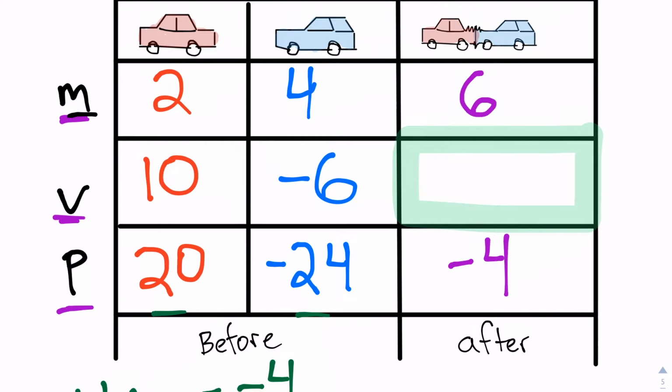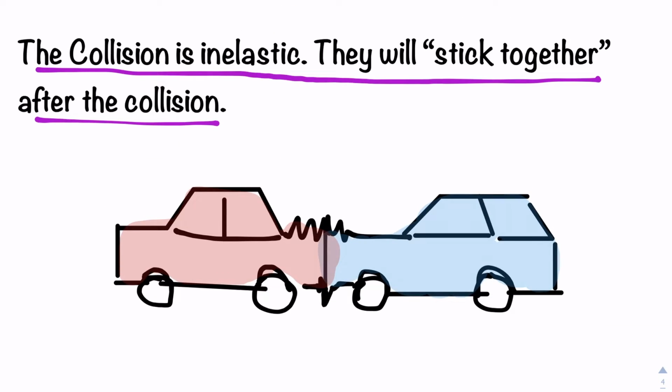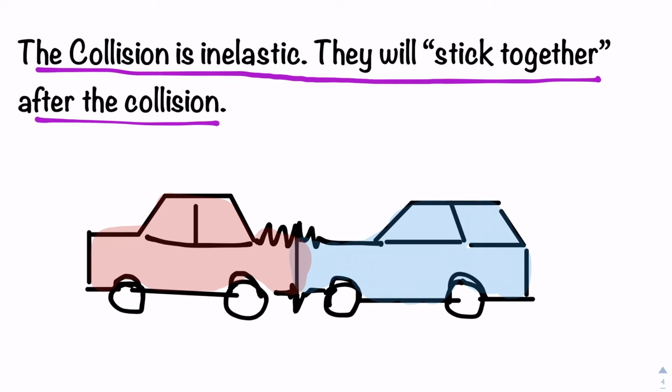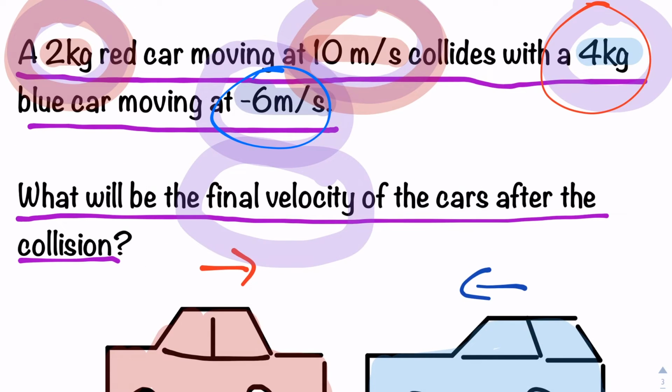Now we're on the very last step, step number 6. It's this final box. This is asking what's the velocity of both of the cars after the collision. This is what we were trying to figure out, guys. What's the velocity of both of the cars after the collision? That was this big question right here.